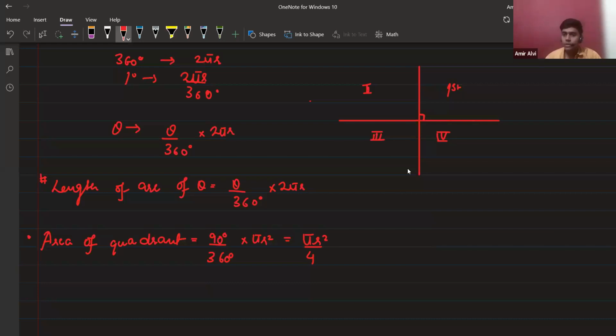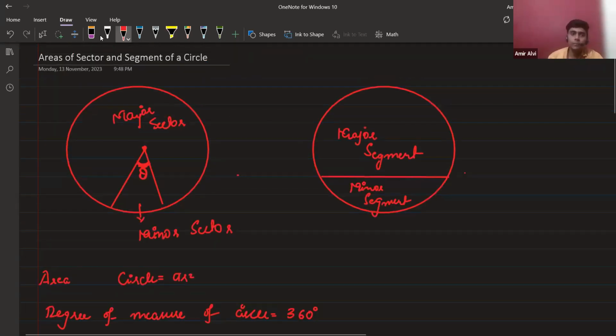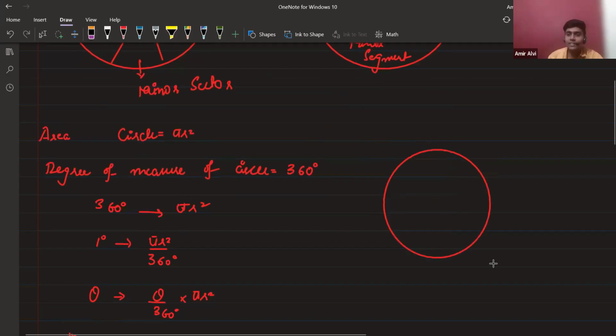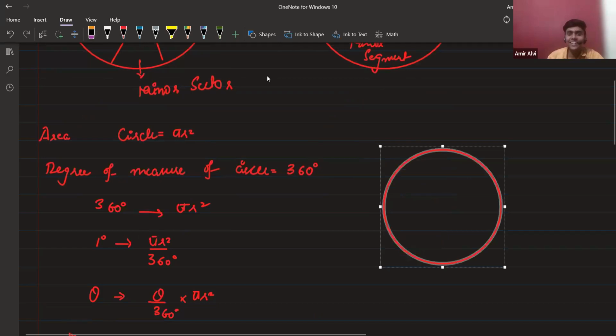Suppose that I have a circular cake. Everybody, just look here. If I have a circular cake, let me take one more cake, because it's a festive season, so we have to talk about sweets a little bit.